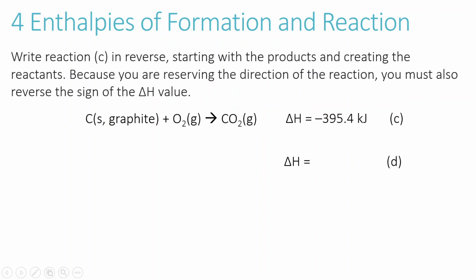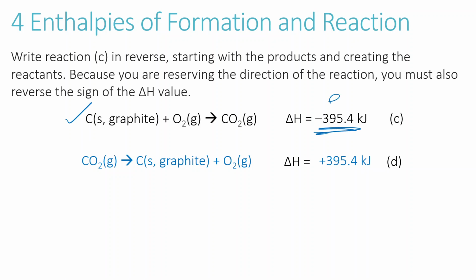The first thing I'm going to do is take reaction C and flip it. I'm going to make the products into my reactants and the reactants into the products. So I'm just going to reverse the reaction. I have CO2 gas, and that's going to decompose to give me carbon graphite and O2 gas. Since I am reversing the direction of the reaction, I'm also going to reverse the sign of delta H. In its original form, it's exothermic, but when I flip things around, now it's going to be endothermic. So I'm switching the sign on that delta H value.